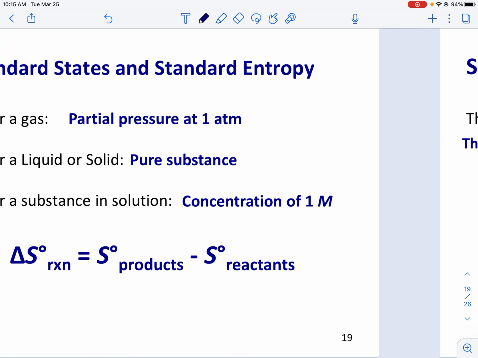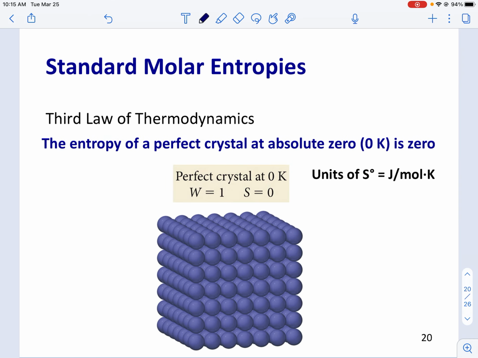So why is it that we don't have the delta there? Because those standard molar entropies are absolute values. There is a 0 value for entropy that we can compare things to. And this is based on what's called the third law of thermodynamics. The third law of thermodynamics states that the entropy of a perfect crystal at absolute 0 is 0.